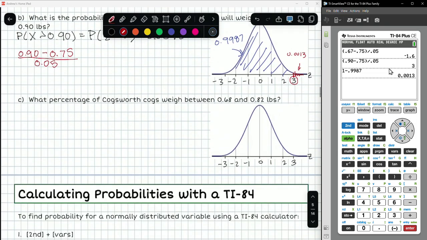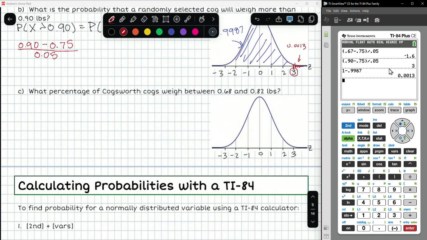All right, last example says, what percentage of Cogsworth cogs weigh between 0.68 and 0.82 pounds? So probability that X is between 0.68 less than X less than 0.82. Anytime you're dealing with a between statement, we're always going to write it as lower number less than X less than bigger number. So this time I need to do two z-score calculations. So 0.68 and 0.82. And I'm going to do that on the calculator really quick.